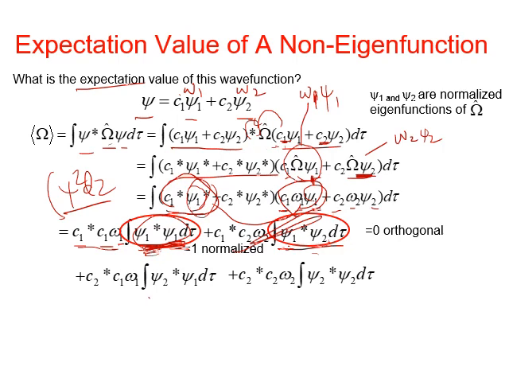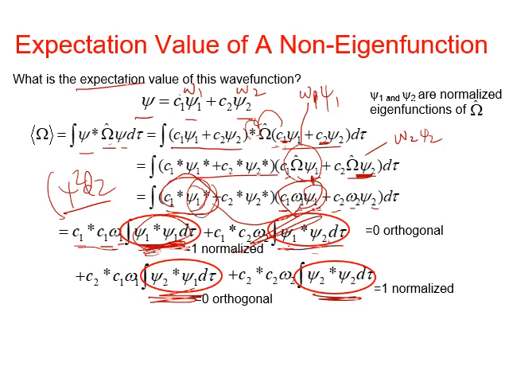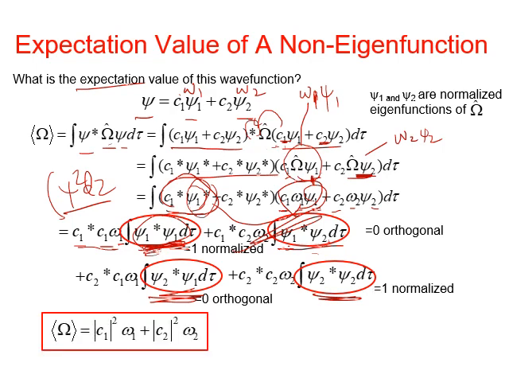Similarly, the third one, a different wave function product, is orthogonal. It's 0, so that goes to 0. And the last one is the same wave function squared integration. Again, that's the normalization condition. That's 1. So what we get is this equation. The expectation value of the total wave function is C1 squared times omega 1, where omega 1 is the eigenvalue of psi 1, plus C2 squared times omega 2.